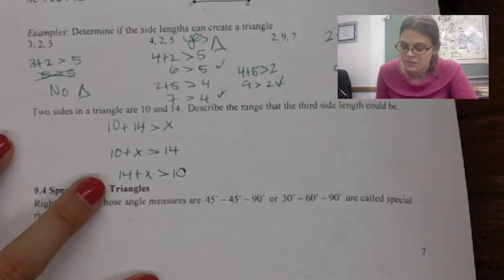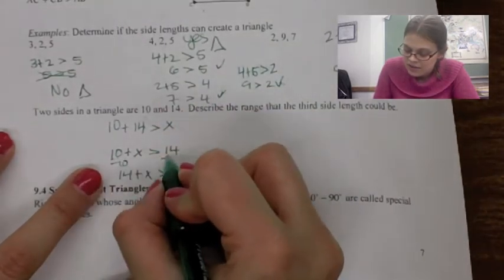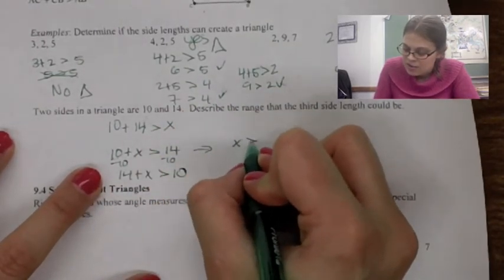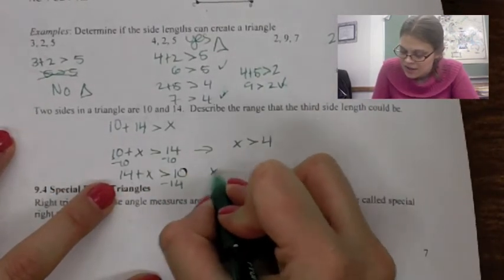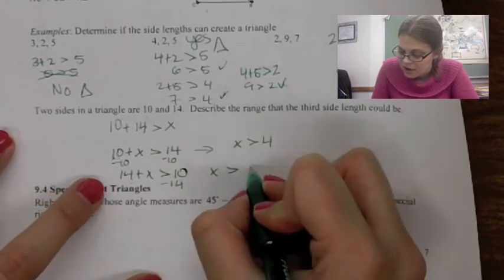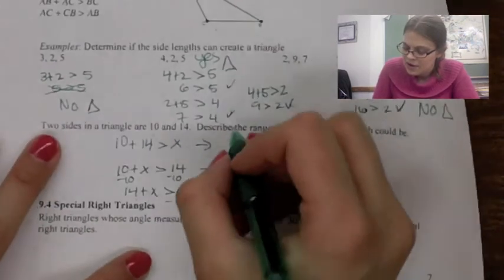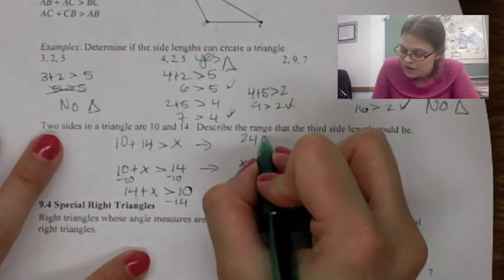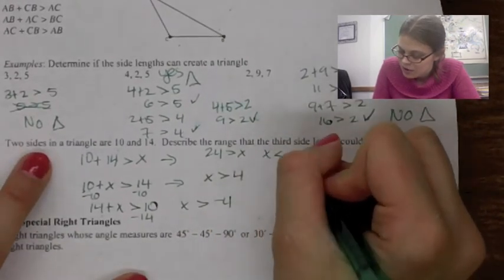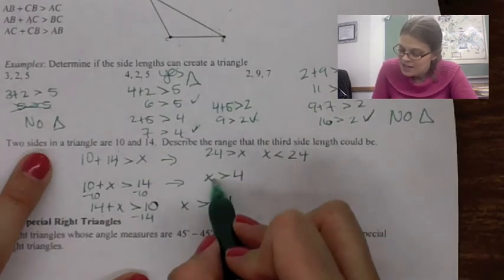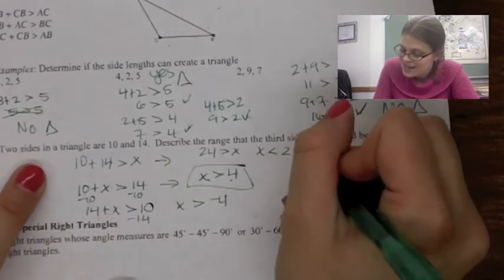Okay, so now if I simplify these, if I subtract the 10 here, this gives me x has to be greater than 4. This gives me, if I subtract the 14, x has to be greater than negative 4. And then on this last one at the top, 24 has to be greater than x. So you can also rewrite this as x has to be less than 24. Okay? So my x has to be greater than 4, but it has to be less than 24.